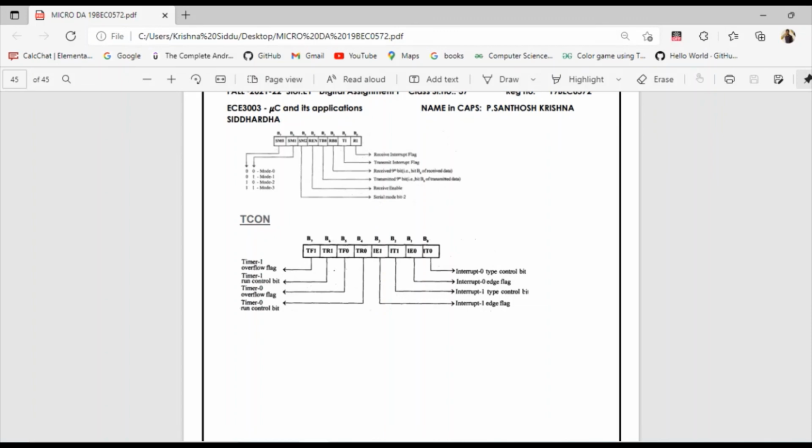You can see from TF1, with bits B0 to B7. One by one: interrupt zero type control bit, interrupt one type control bit, timer one overflow flag, timer one run control bit. So everything is there in this video, in this PDF. So thank you.